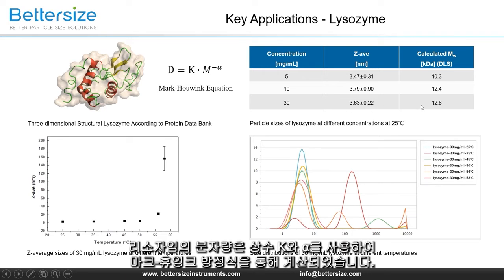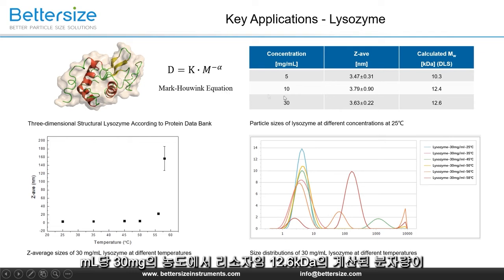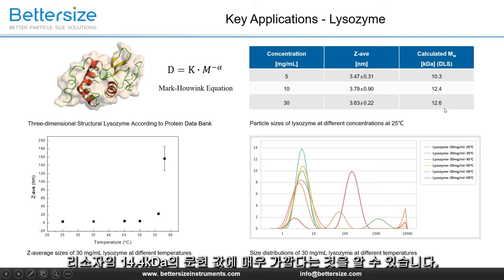The molecular weight of lysosome was calculated through the Mark-Houwink equation using the kappa and alpha constants of lysosome. It can be seen that the calculated molecular weight of lysosome, 12.6 kilodaltons, at the concentration of 30 mg per milliliter, was very close to the literature value, which is 14.4 kilodaltons.